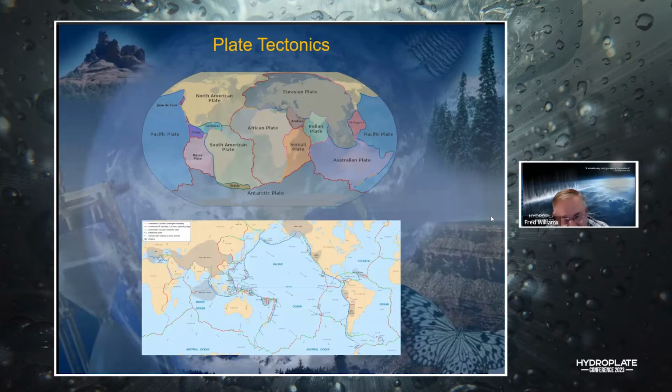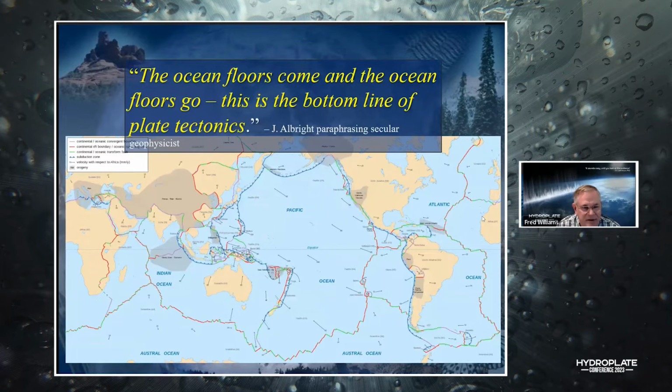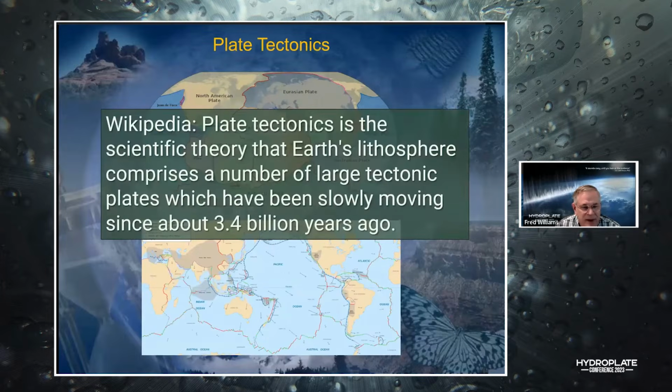Okay, so quickly, a brief rundown of plate tectonics. This talk only deals with the modeling aspect. In the talk that follows this, you'll get to hear more about the problems with plate tectonics. So basically, I like Jane Albright's paraphrasing from a secular geophysicist that the ocean floors come and the ocean floors go. This is the bottom line of plate tectonics. Wikipedia starts off by saying plate tectonics is the scientific theory that Earth's lithosphere comprises a number of large tectonic plates which have been slowly moving since about 3.4 billion years ago.